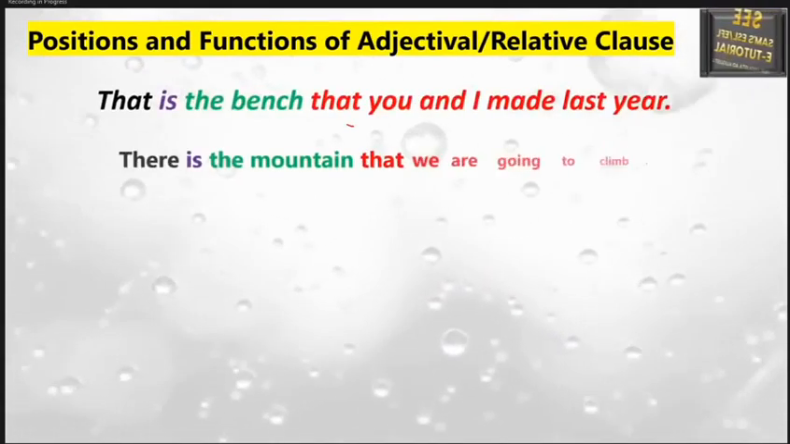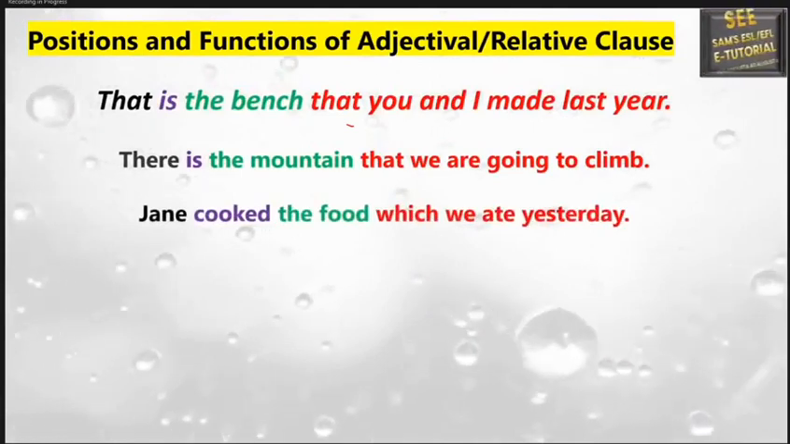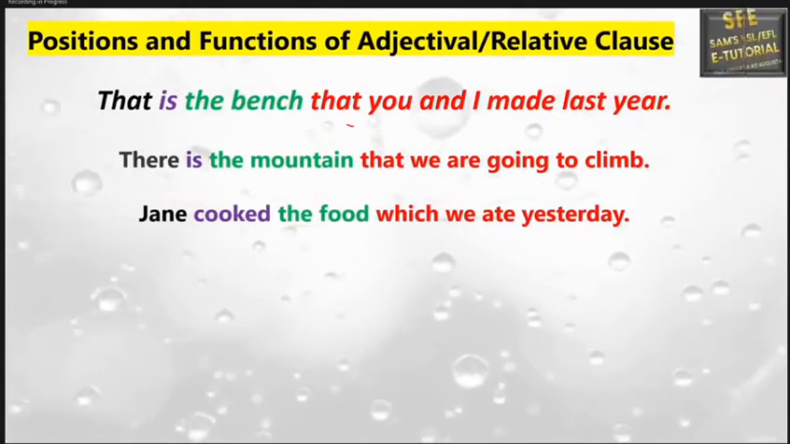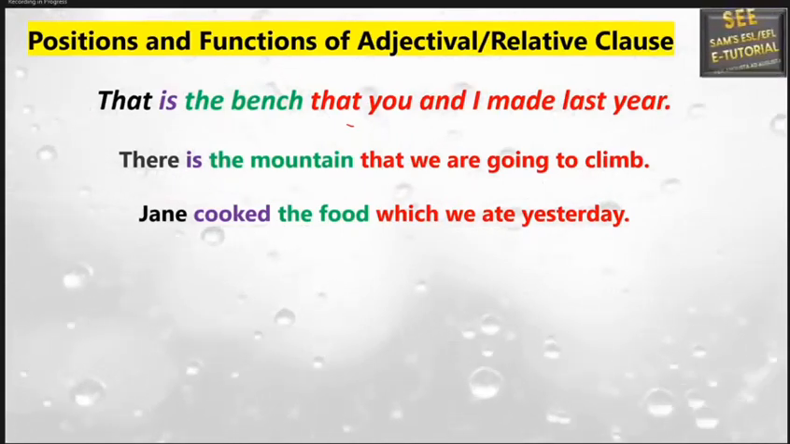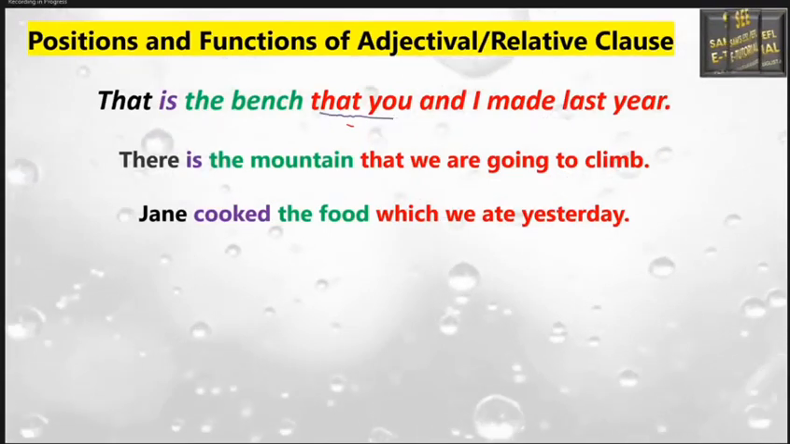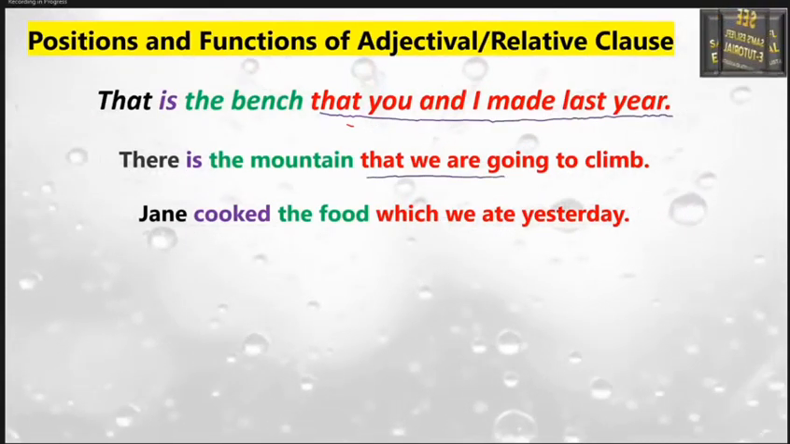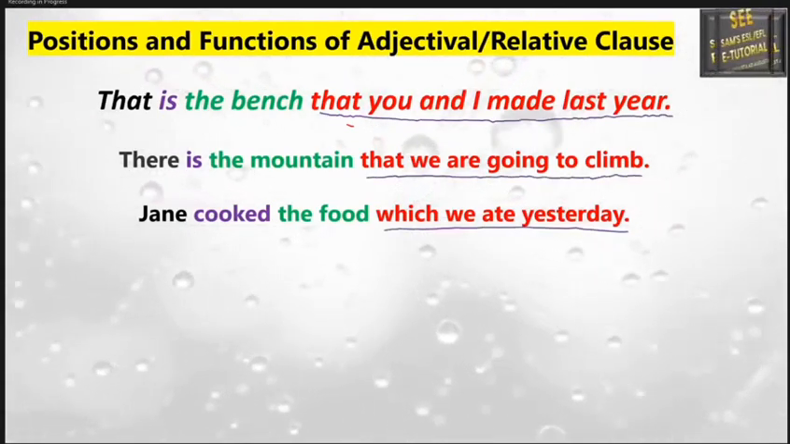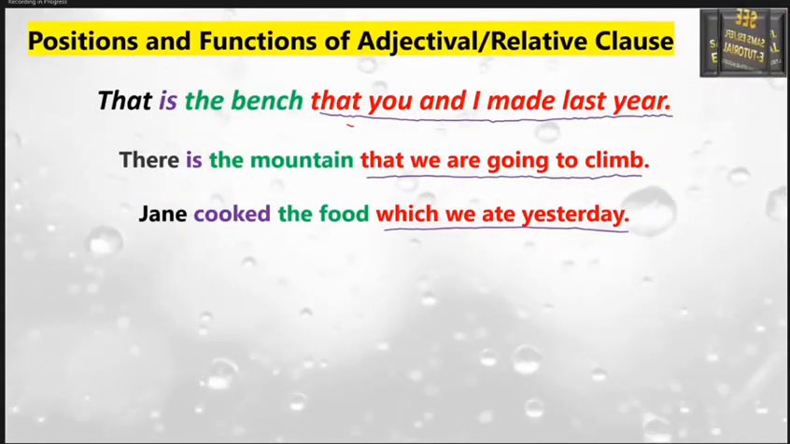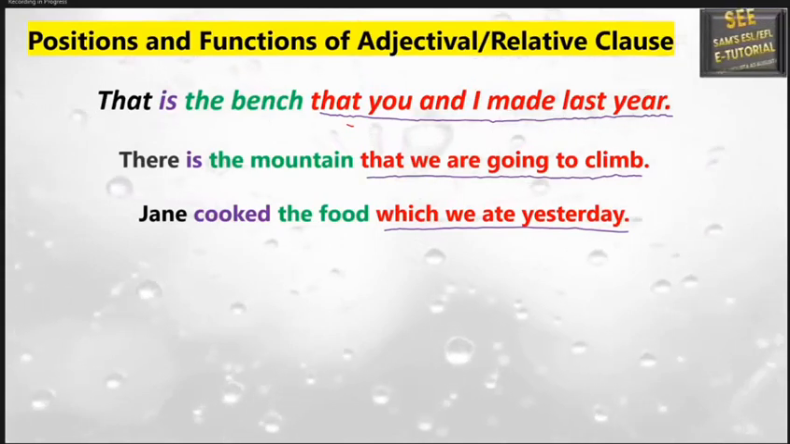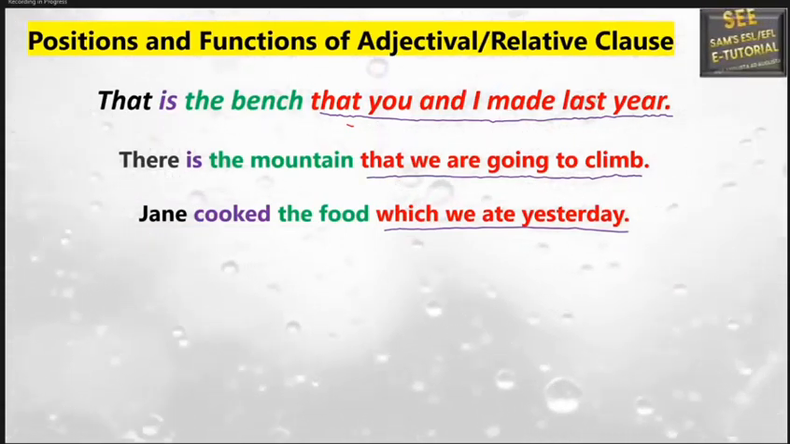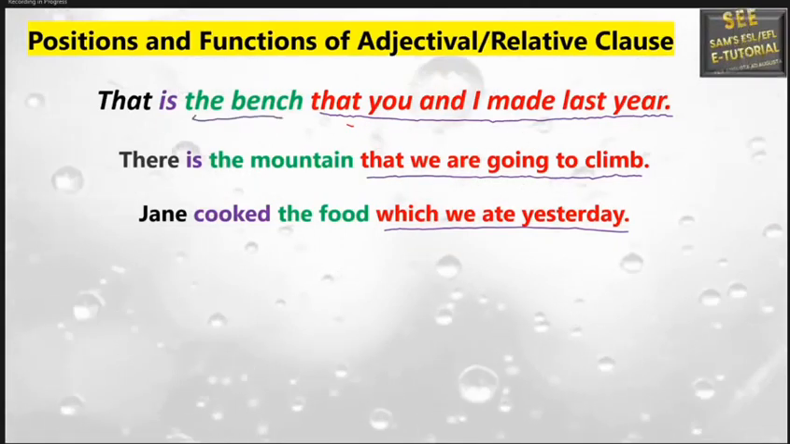In these sentences, we have adjectival clauses occurring at the final position of a sentence. Now take a look at that. The adjectival clauses in these sentences are all in red font. Look at them here. They occur at the final position of the sentence. So in this case, remember I said they can modify a complement. So the bench here is a complement.